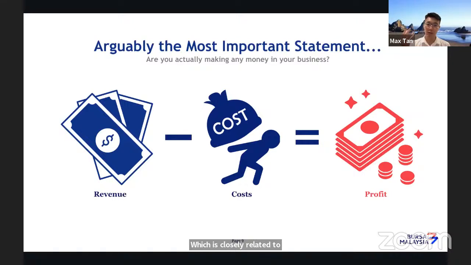So how does a property developer earn money or generate sales or revenue? By selling property. Very straightforward. So what are their costs? Construction costs, marketing costs, and maybe land purchase costs.